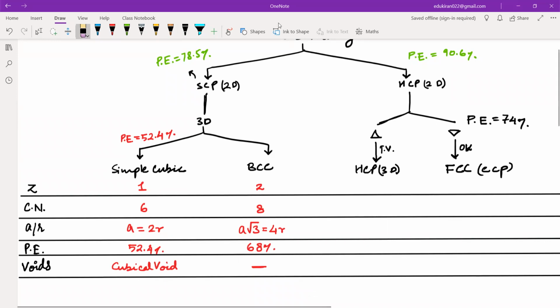Okay, I need somebody else's answer also. HCP in 3D, now what have we done? AB type. Z is equal to 6. Yes. Okay. Hexagonal close packing in 3D, Z is equal to 6.